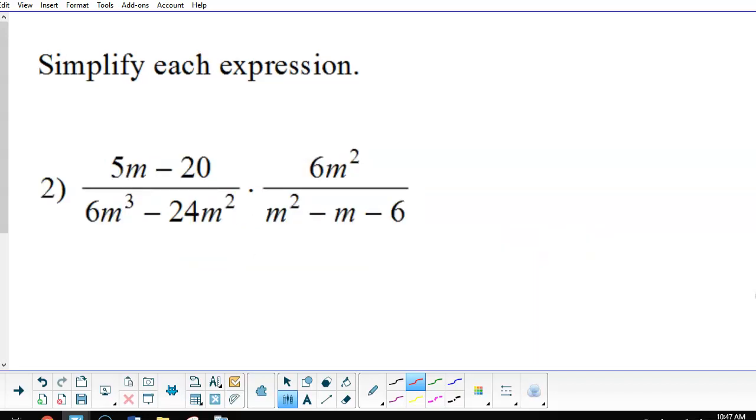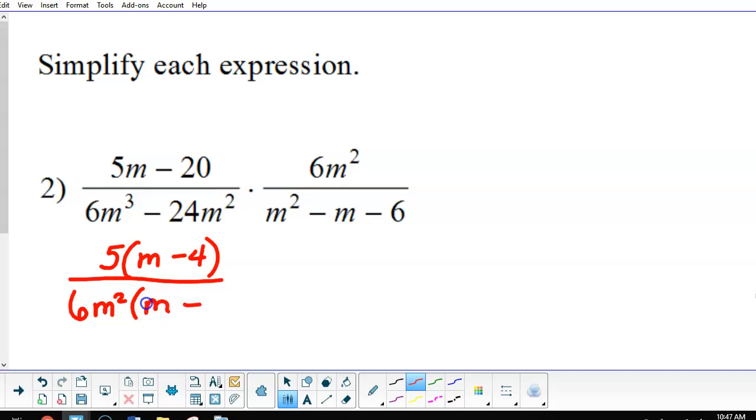Okay, so try number 2. A lot of factoring on this one. What can I take out up here? 5. What can I take out down on the bottom? 6 and an m squared, which would leave what? Ah, m minus 4.